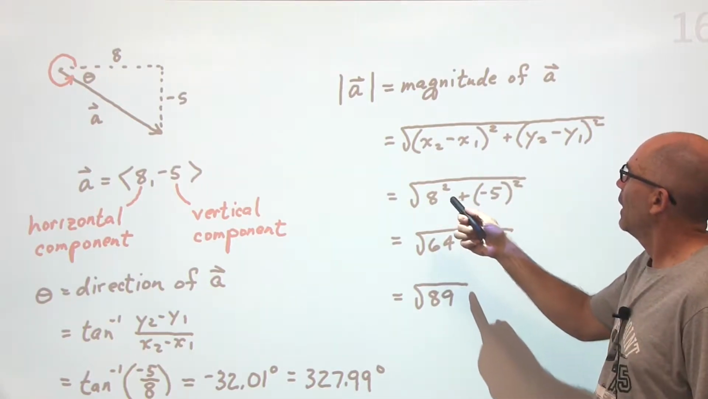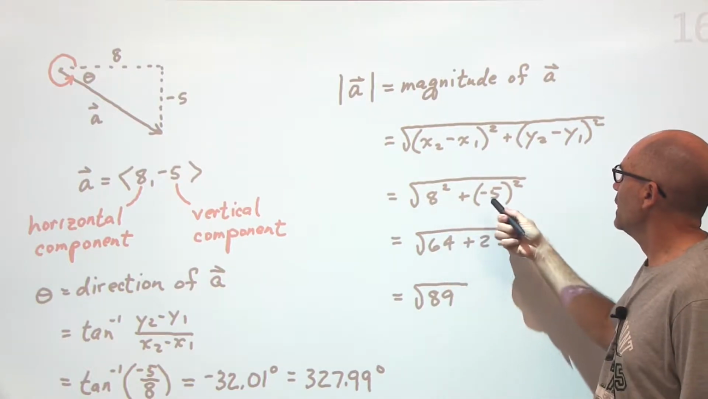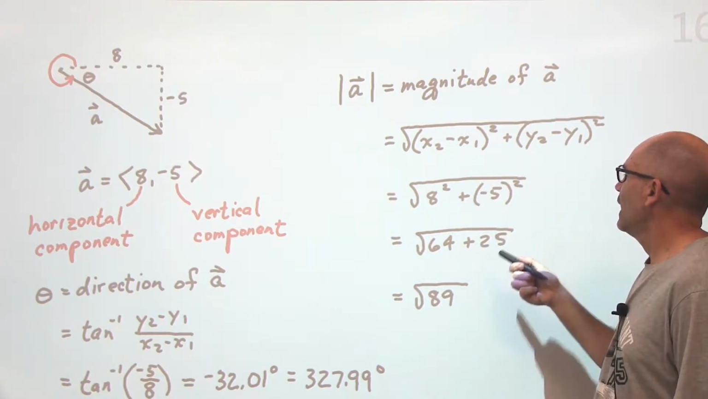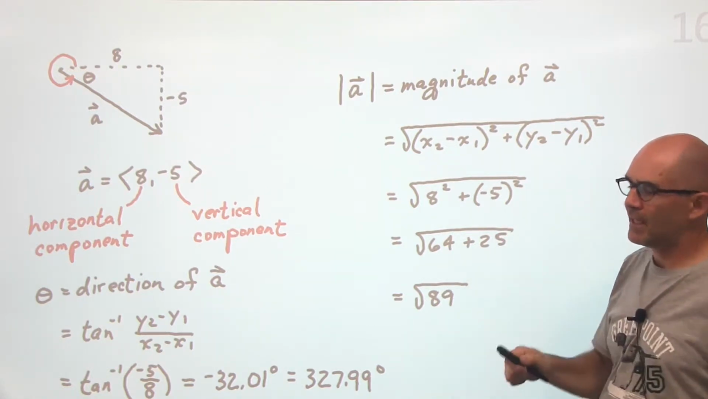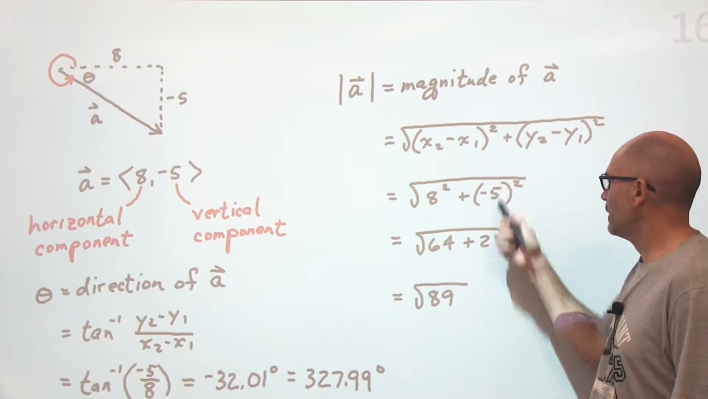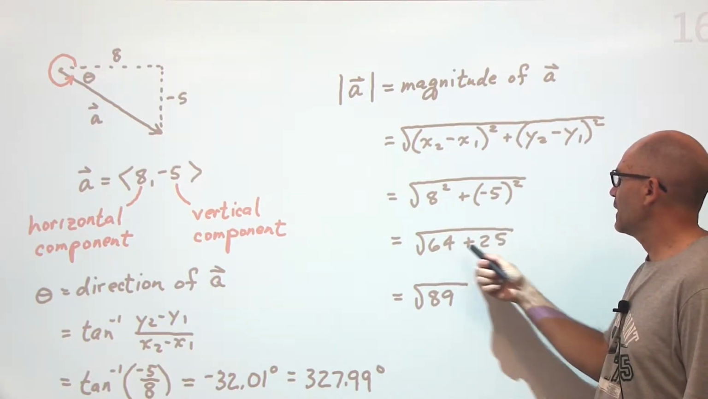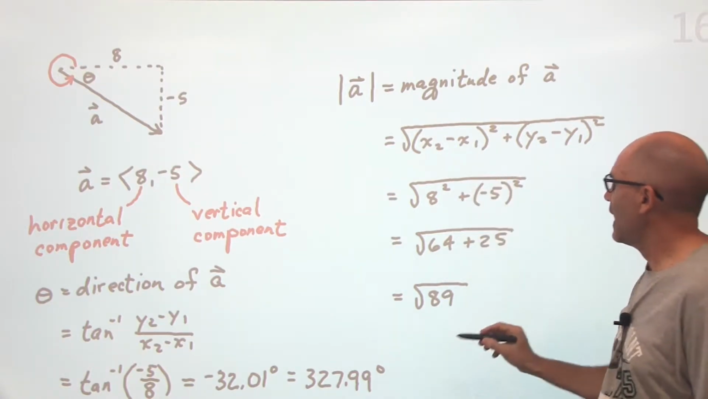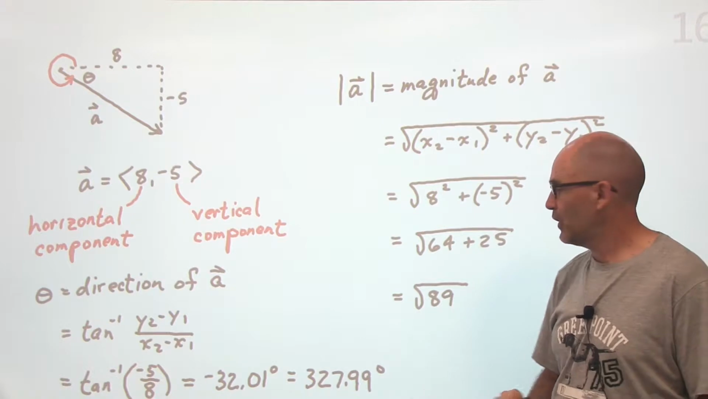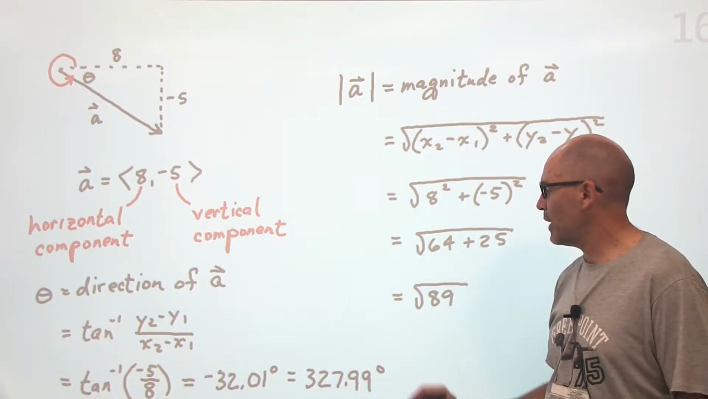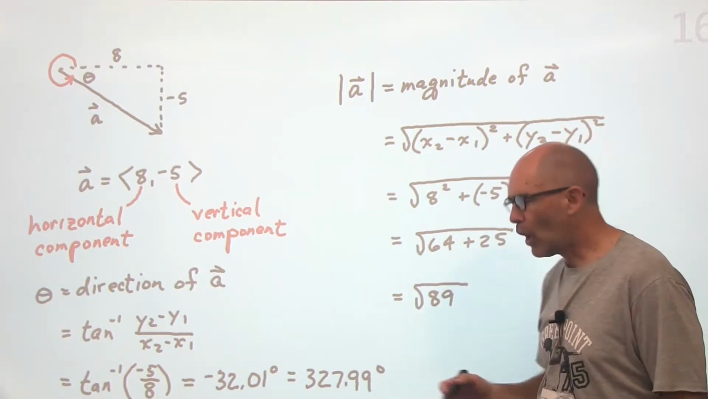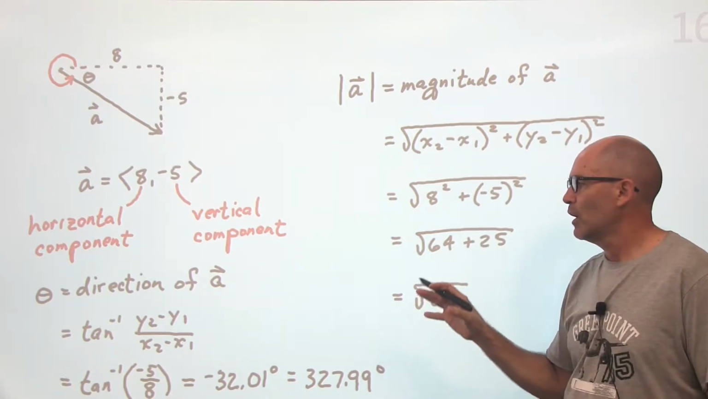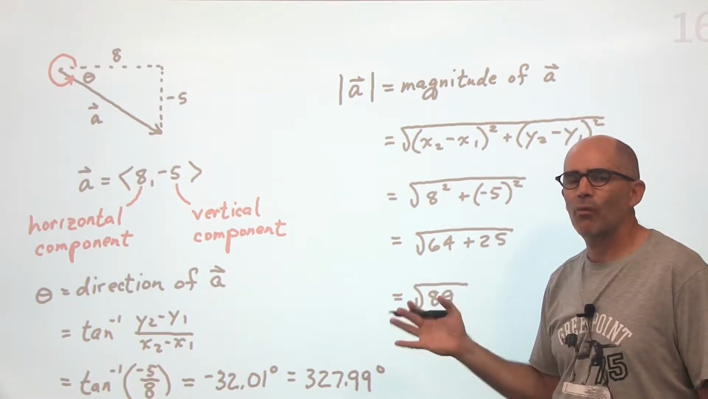So we go 8 squared is the x direction, -5, square that, that's the y direction. Remember, -5 squared, it's not 5 squared then make it negative. It's the whole -5 squared, so it makes it a positive 25. 64 and 25, 89. So the magnitude of vector A is the square root of 89. The direction is 327.99 degrees. Okay. Oh, and in this section, the angles will all be degrees.